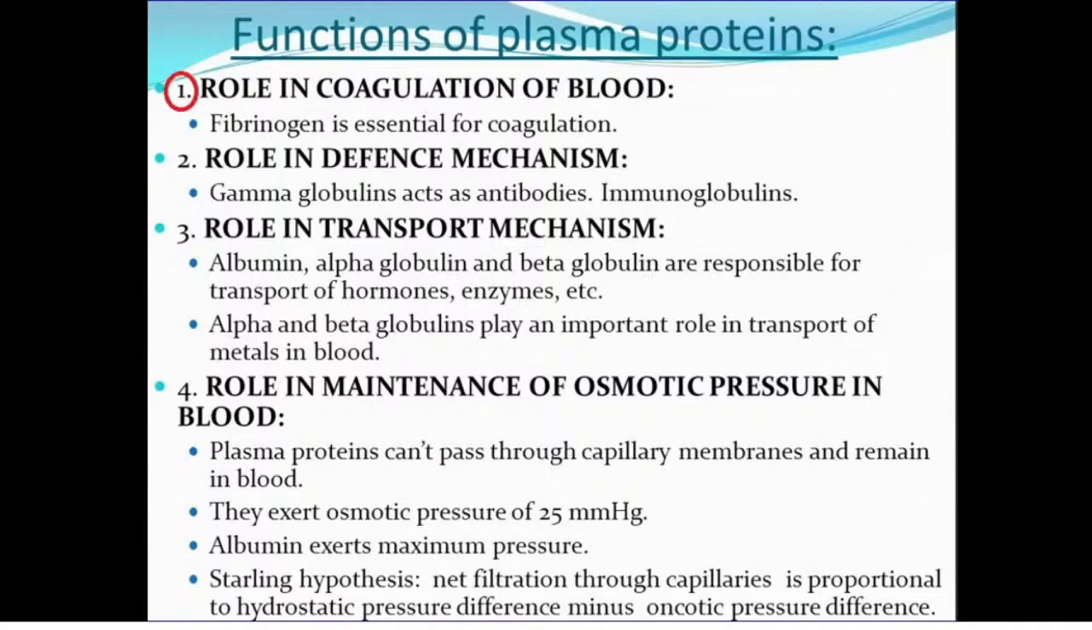Fibrinogen is essential for coagulation, but other factors are present. Sometimes you forget it, but we also have an anticoagulation system in our blood to prevent thrombosis. Gamma globulins act as antibodies, like adaptive molecules, to show foreign molecules to our immune system.